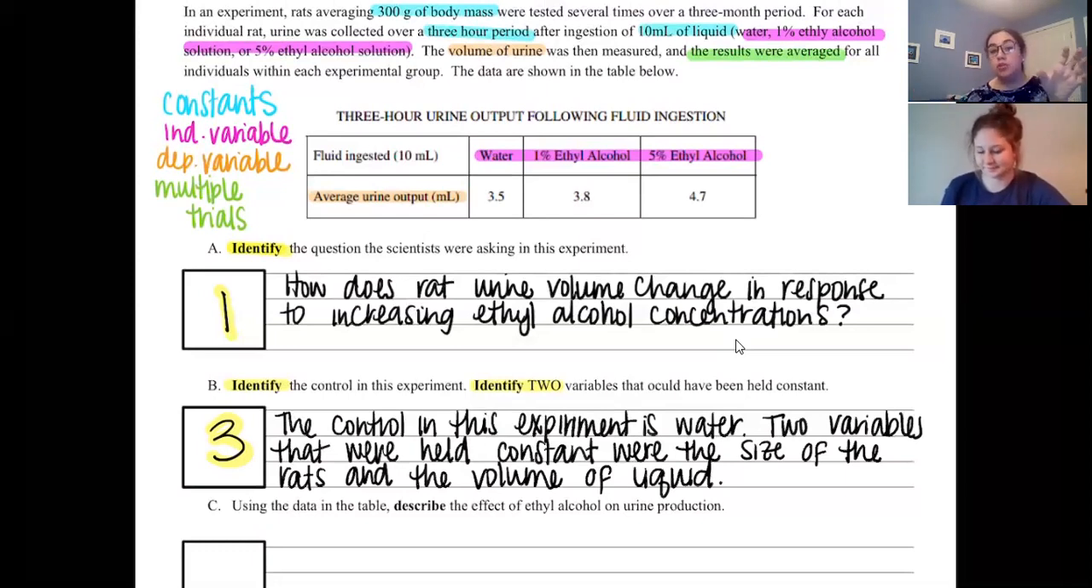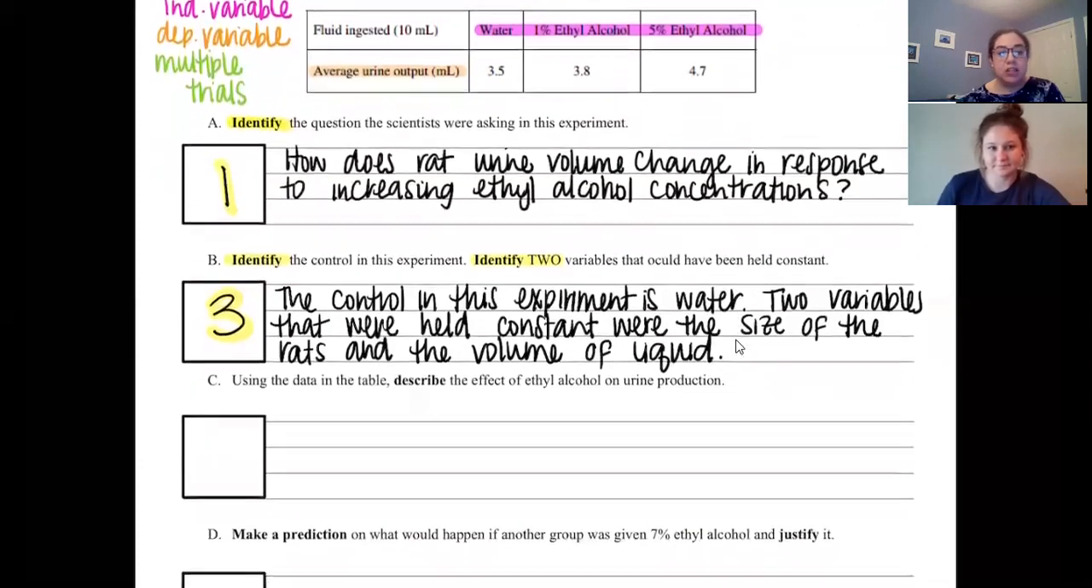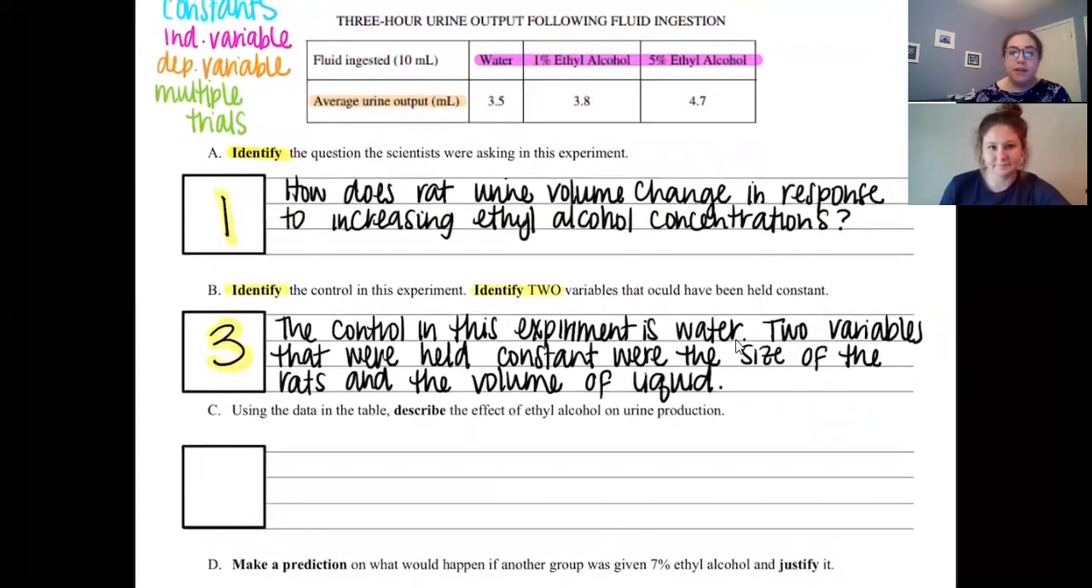Or if you identified the control correctly, but you didn't identify one of the variables, you can still earn partial credit that way. In the next part, part C, it says, using the data in the table, describe the effect of ethyl alcohol on urine production.